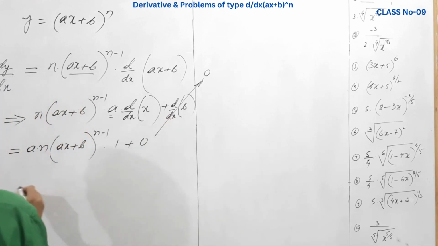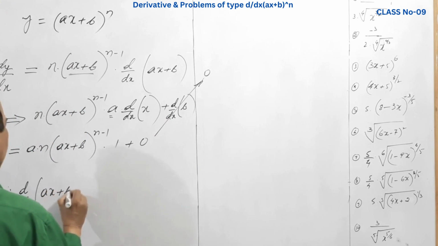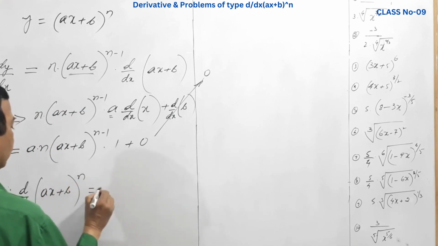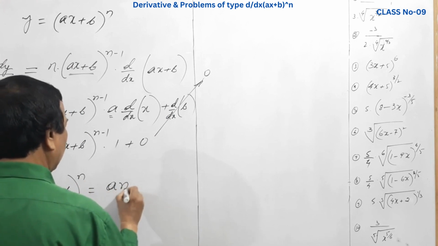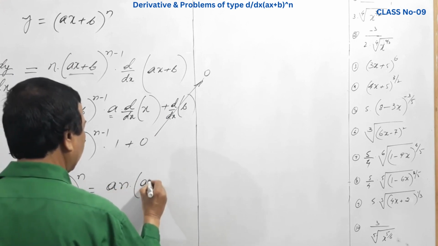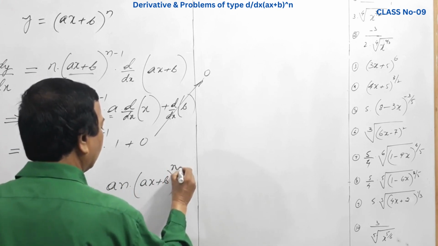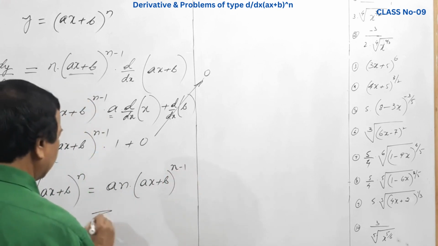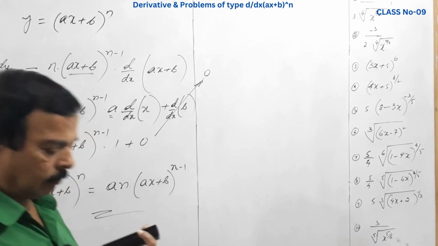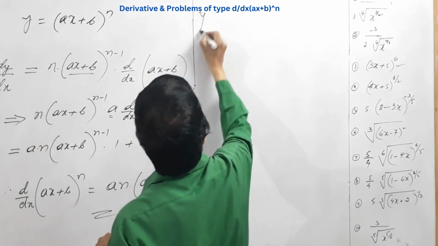So, therefore, d by dx of (ax plus b) to the power of n equals a n into (ax plus b) to the power of n minus 1. So, this is the solution. Please make a note of this.